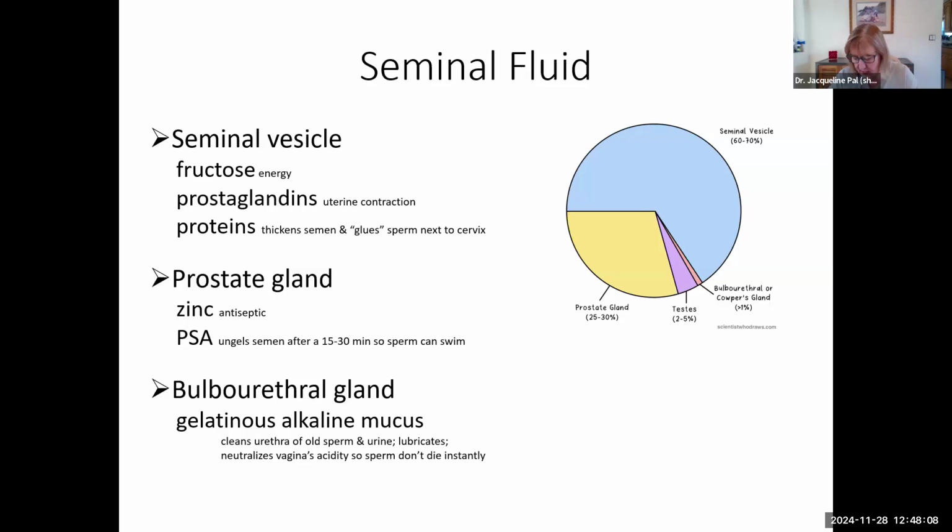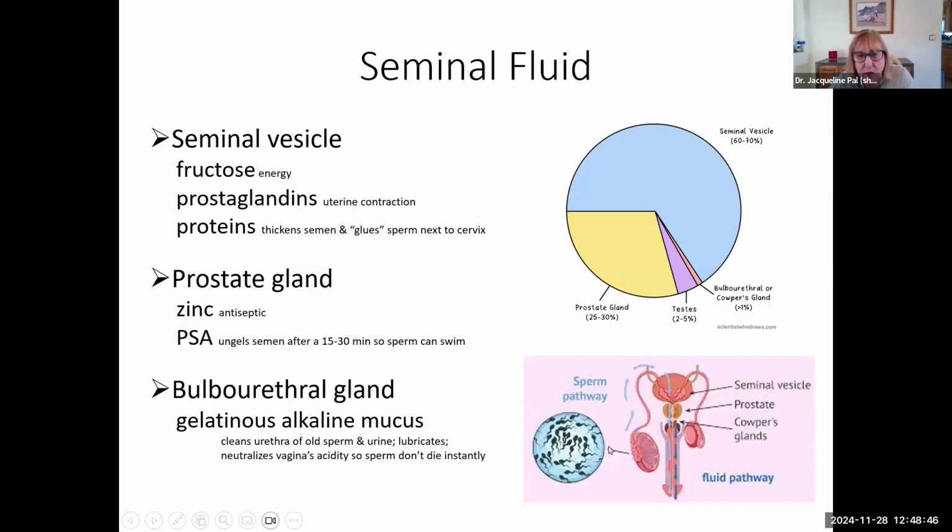This is the gland that's closest to the penis, so it's what's going to enter the penis first. So it's going to be cleaning the penile urethra of any old sperm and any urine remnants in case there's a urinary tract infection. Because it's gelatinous and mucousy, it is also going to be lubricating. And the alkaline component is going to neutralize the vagina's acidity, because otherwise, when the sperm would be released into the vagina, they would die instantly.